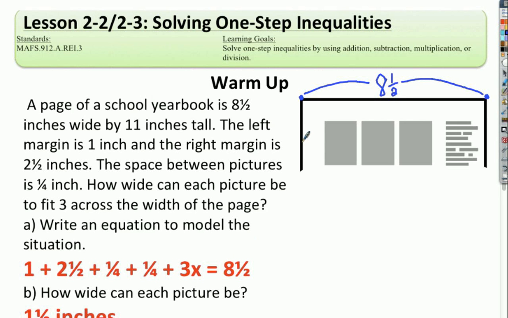What about the distance from here to here? What is that distance going to be? Chanel? 1 inch. Where do you see that? I don't see that anywhere in the diagram. Very good. It says the left margin is 1 inch. That's 1 right there.